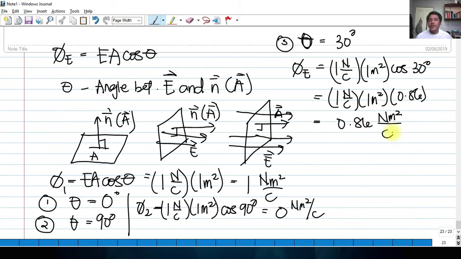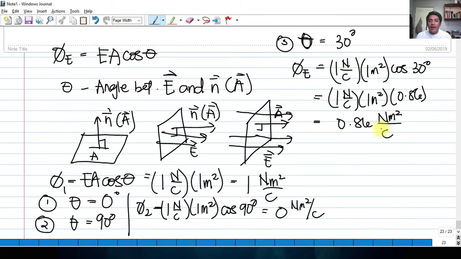And as you can see here, class, that we have 3 cases here. If the angle is 0, then we have a maximum electric flux. So as you can see, among the 3, the maximum value is when the angle theta is 0 degrees, and that is given by this electric flux of 1 Newton meter squared per coulomb. But if the angle is 90 degrees, automatically the electric flux is 0 Newton meter squared per coulomb. So this is the minimum value of flux you can get, 0. This is the maximum when theta is 0.